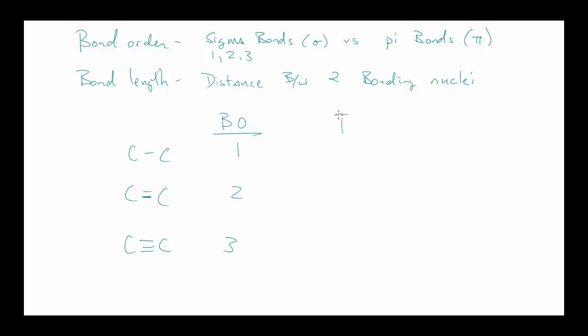The next thing that we'll take a look at is bond length. And believe it or not, bond length can be associated with bond order. And so we'll look at the bond lengths of these. The bond length of a carbon-carbon single bond, a bond order of 1, would be 154 picometers. For a carbon-carbon double bond, it would be 133 picometers. And for a carbon-carbon triple bond, it would be 120 picometers.